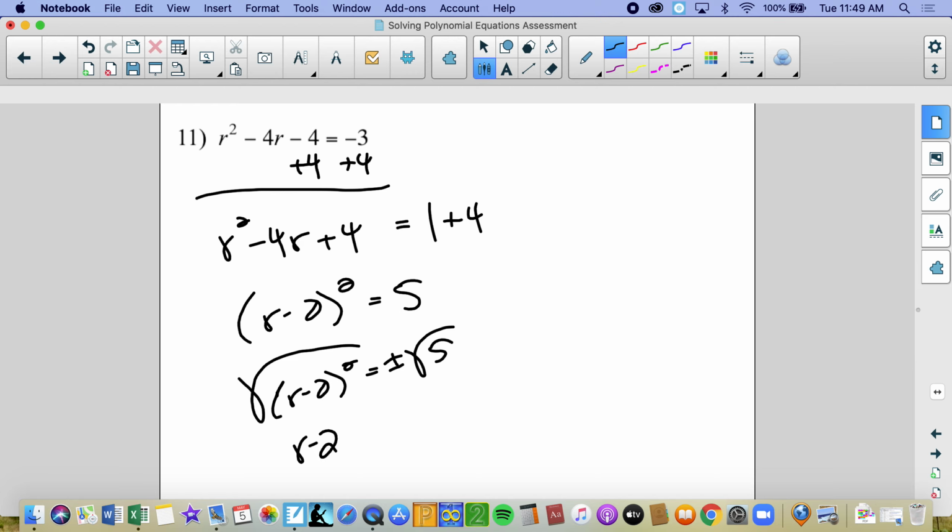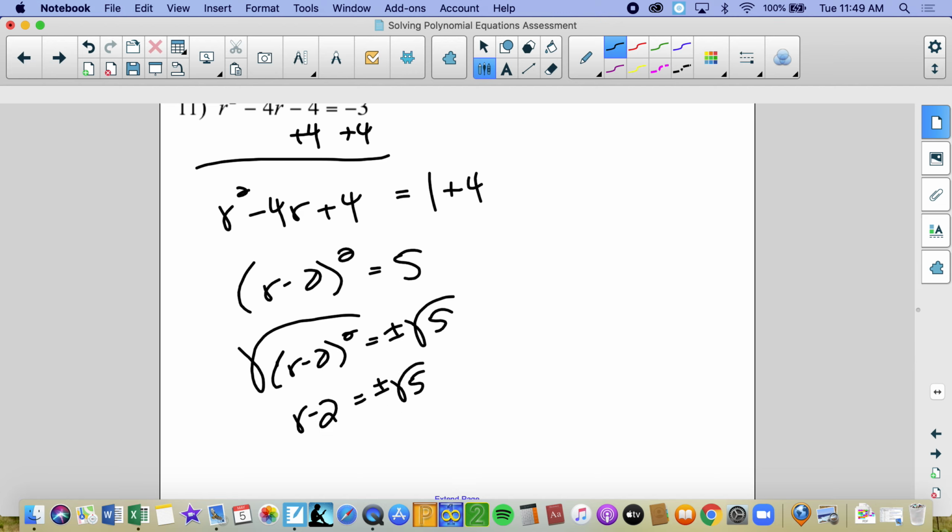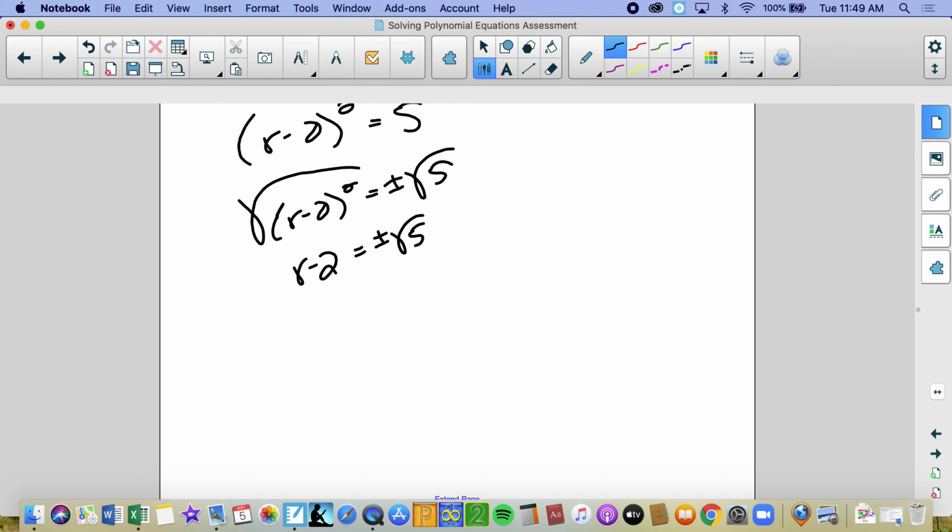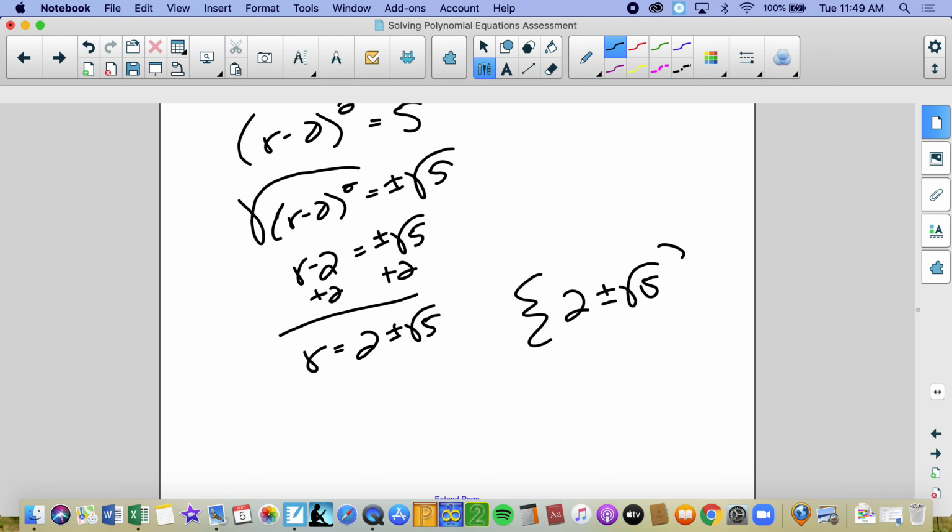We get r minus 2 equals plus or minus rad 5. Let's isolate r by adding 2 to both sides. And that's my answer. I can't move that. I can't simplify that any further.